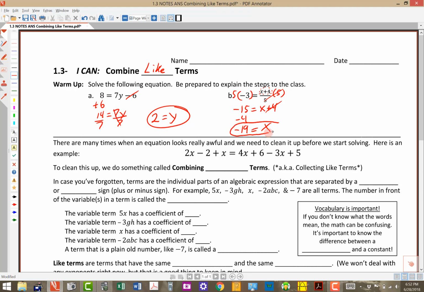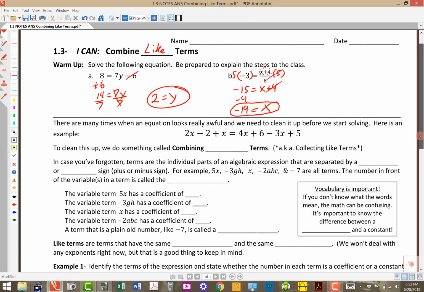Those should be pretty easy. If they're not, please make sure you get some help. Everybody's capable of doing this. It might just take a little bit of extra work. So now we're going to turn our attention to something else. We're going to turn our attention to things that could get a little bit more complicated, but we're going to try and make them as easy as possible.